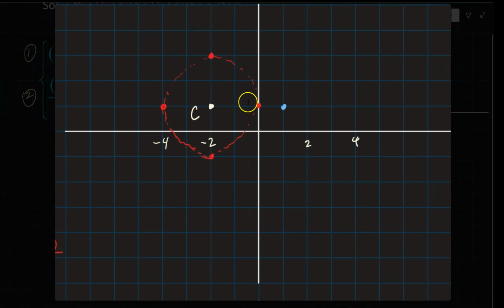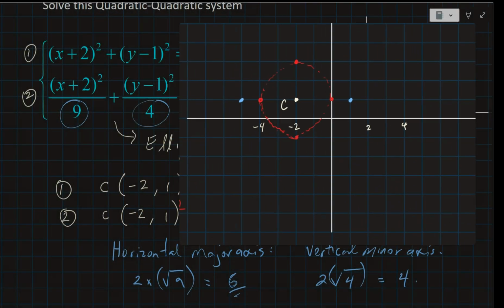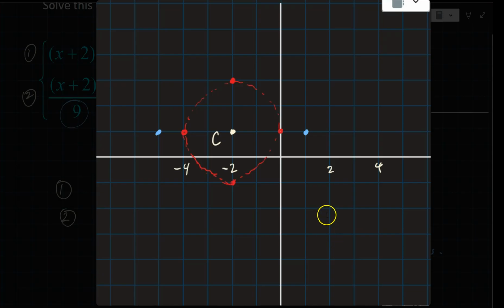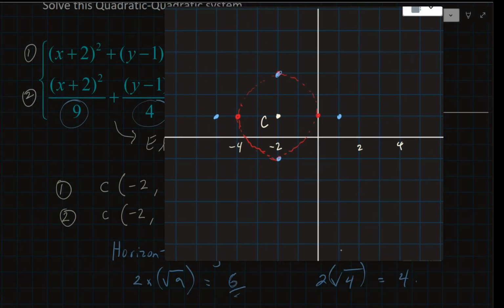So from here, we're going to go 3 units to the right, and then we're going to go 3 units to the left. This is the major axis, so we know that that's true. And then for the vertical, which is the minor axis, we're going to go 2 up and 2 down. You go up 2, 1, 2, and then you go down 2. And now you're going to graph.